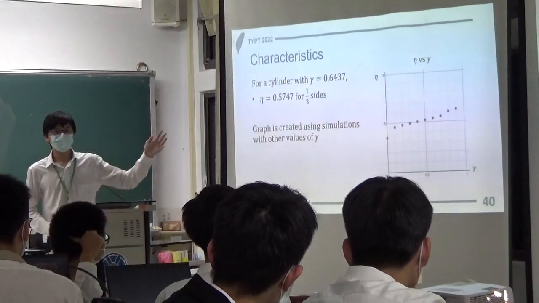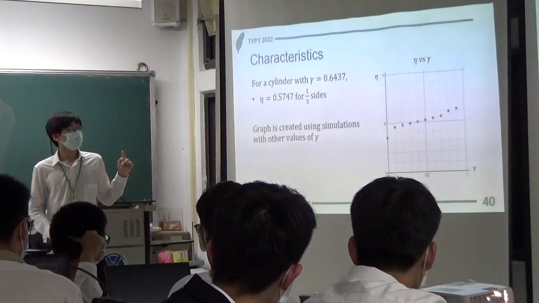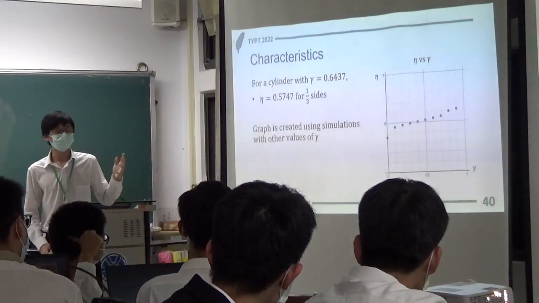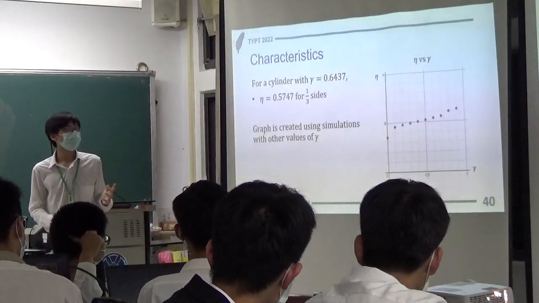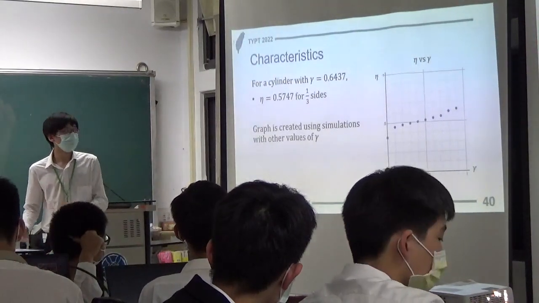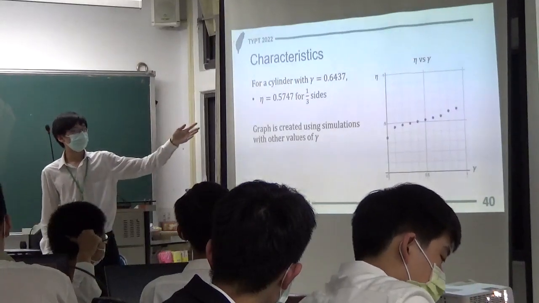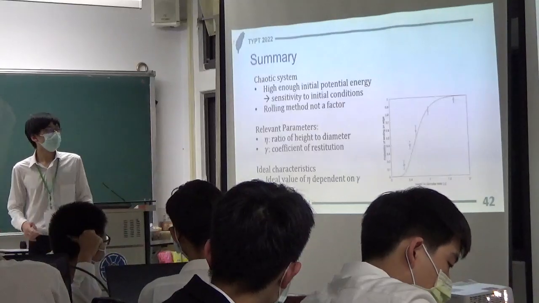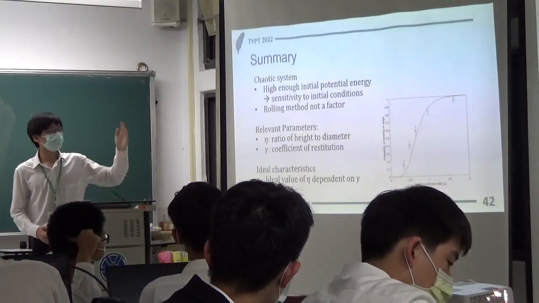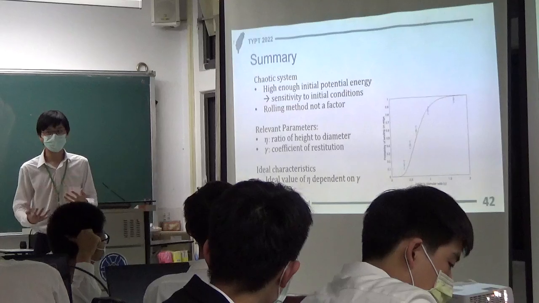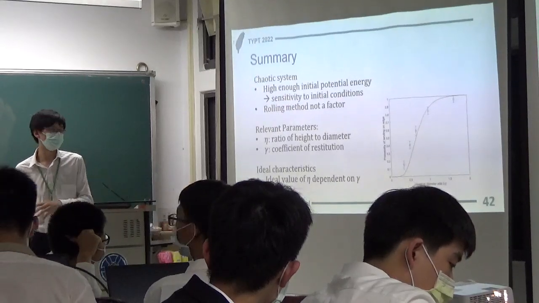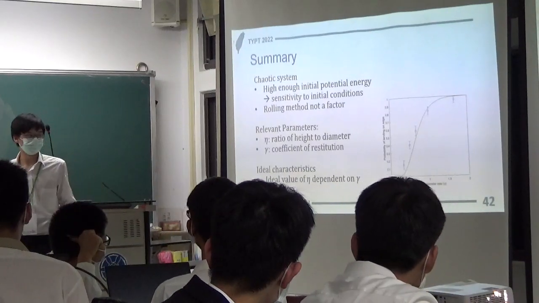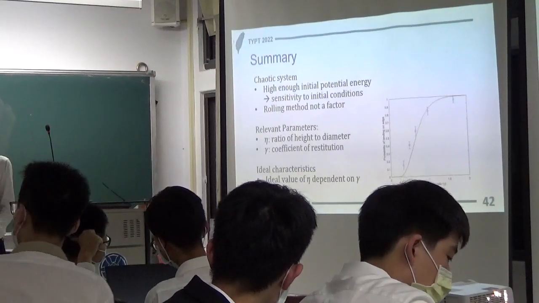So we got that the actual ratio of height to diameter differs for different values of gamma. For example, in our case, we got the value equal to 0.57. So in summary, we have a chaotic system, and the relevant parameters are the height to diameter ratio and the coefficient of restitution. Hold on, you can ask some questions.